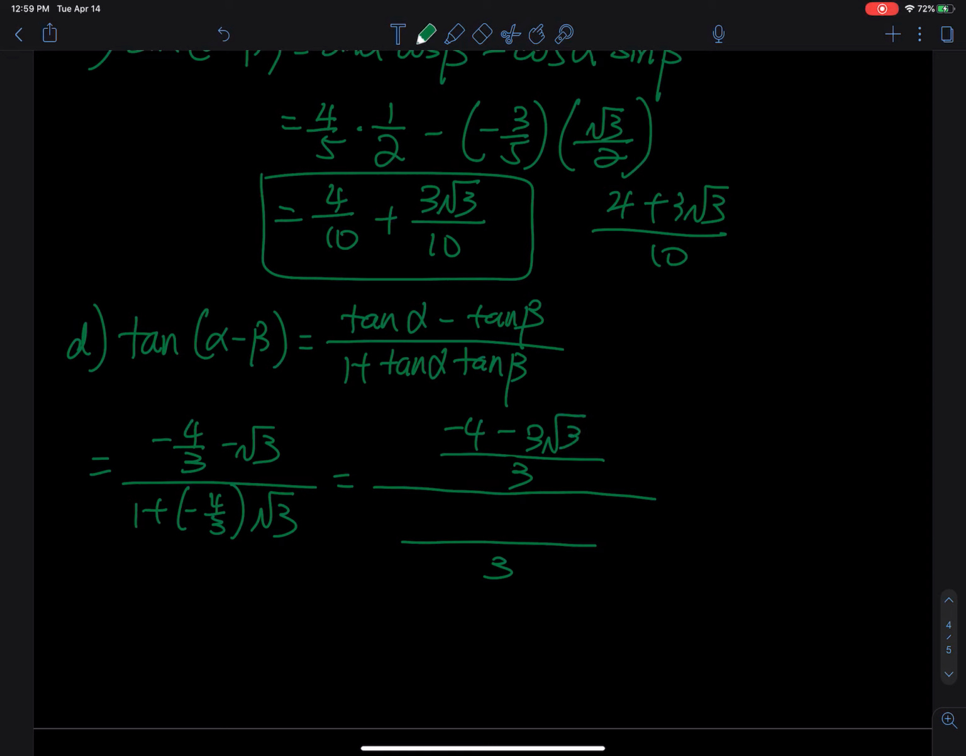And then the denominator, the 1 you have to multiply top and bottom by 3, so you have 3 minus 4 root 3. And then you take the top divided by the bottom, or the top times the reciprocal of the bottom. So that gives you negative 4 minus 3 root 3 divided by 3 minus 4 root 3. You can take that as a final answer. However, in some classes, you are not allowed to have a radical in the denominator.